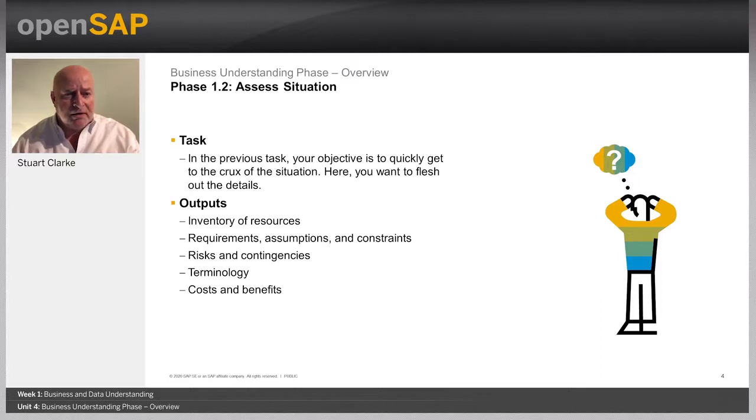We need to list the resources that are available to the project, including the personnel. So, for example, the business experts, or the data experts and technical support that's required, and of course the data science personnel. The data that we need, are we going to be using fixed extracts, or do we need access to a live warehouse or operational data?